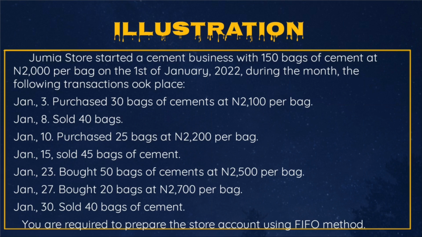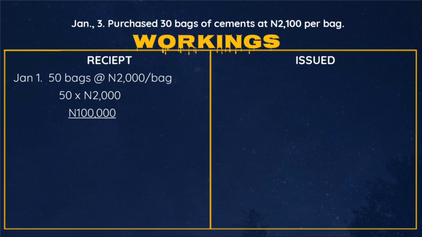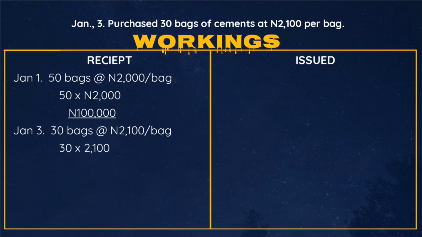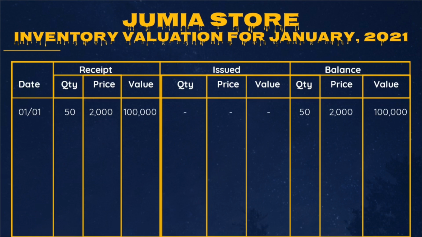January 3, purchased 30 bags of cement at 2,100 naira per bag. So let's go back to our working sheet. That is going to be 30 times 2,100. If we multiply 30 by 2,100, that gives us 63,000 naira. So the quantity is 30, the price is 2,100, while the value is 63,000 naira. Let's go back to our inventory account.